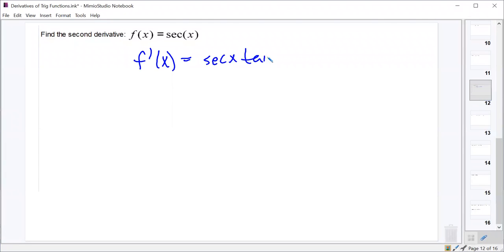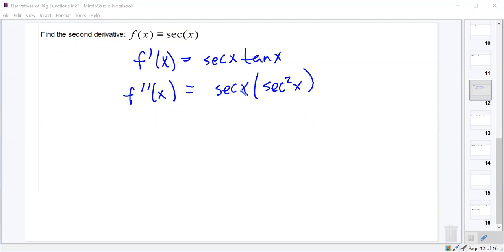Good. And so now if we're going to find the derivative of that to find our second derivative, then we need to use which rule? Product rule. So we'll take secant x times the derivative of tangent x, which is secant squared x. And then we'll add to that tangent times the derivative of secant x, which is secant x tangent x.